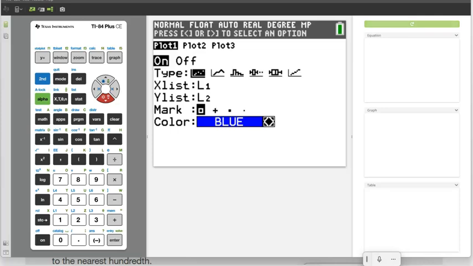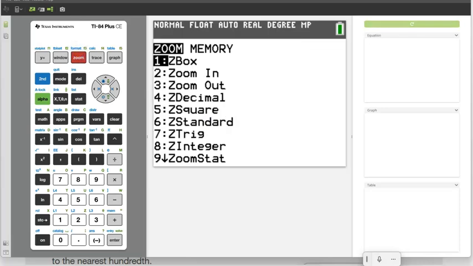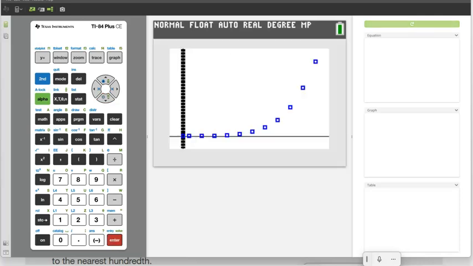Now, I can set the window by hand, but remember it's a whole lot faster to let my calculator do that for me. So I'm going to go to Zoom, and then I'm going to choose number 9, the Zoom stat. You can just type the number 9. All right, and when I do, then it sets the window for me, and it's easy for me to see that this is exponential growth. This is an increasing exponential function.